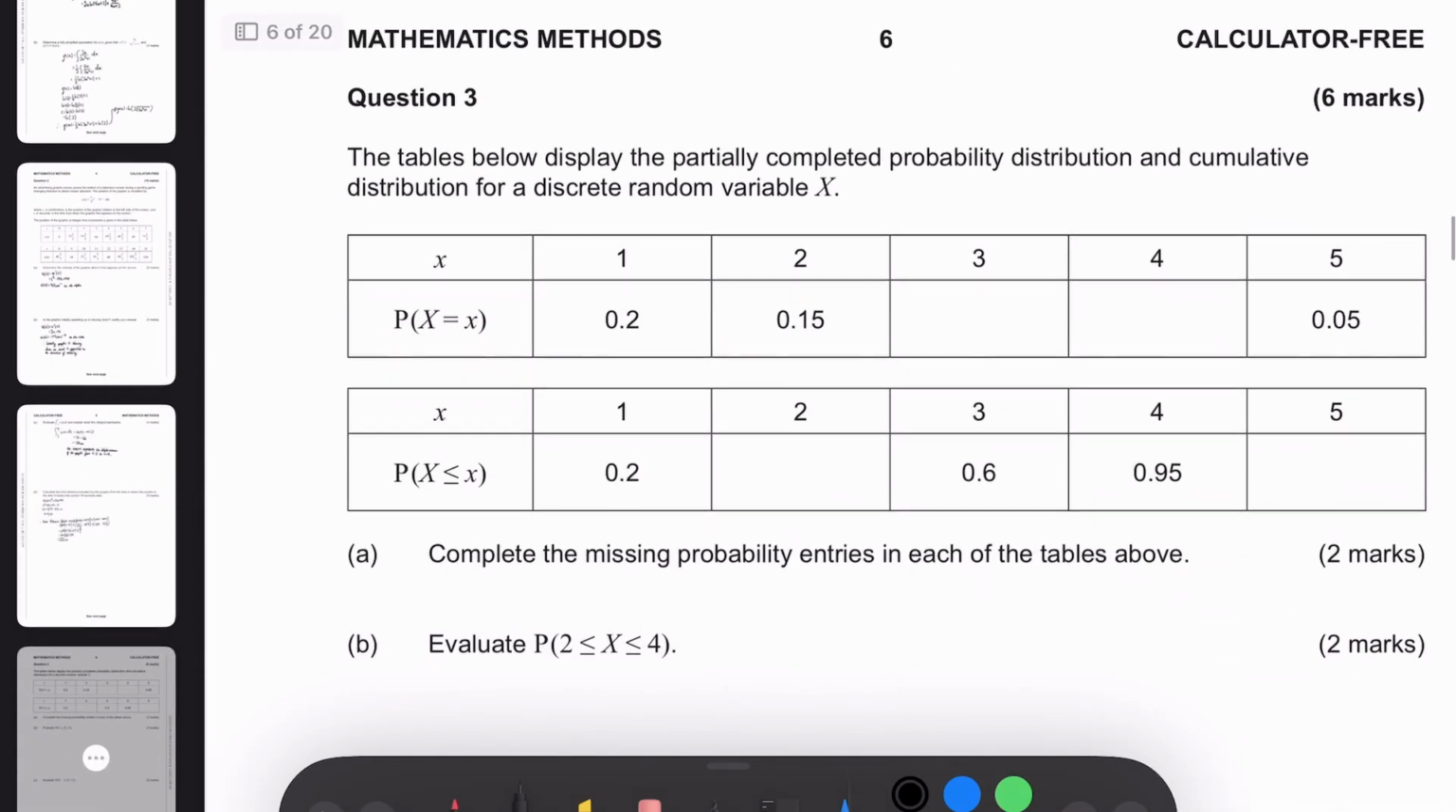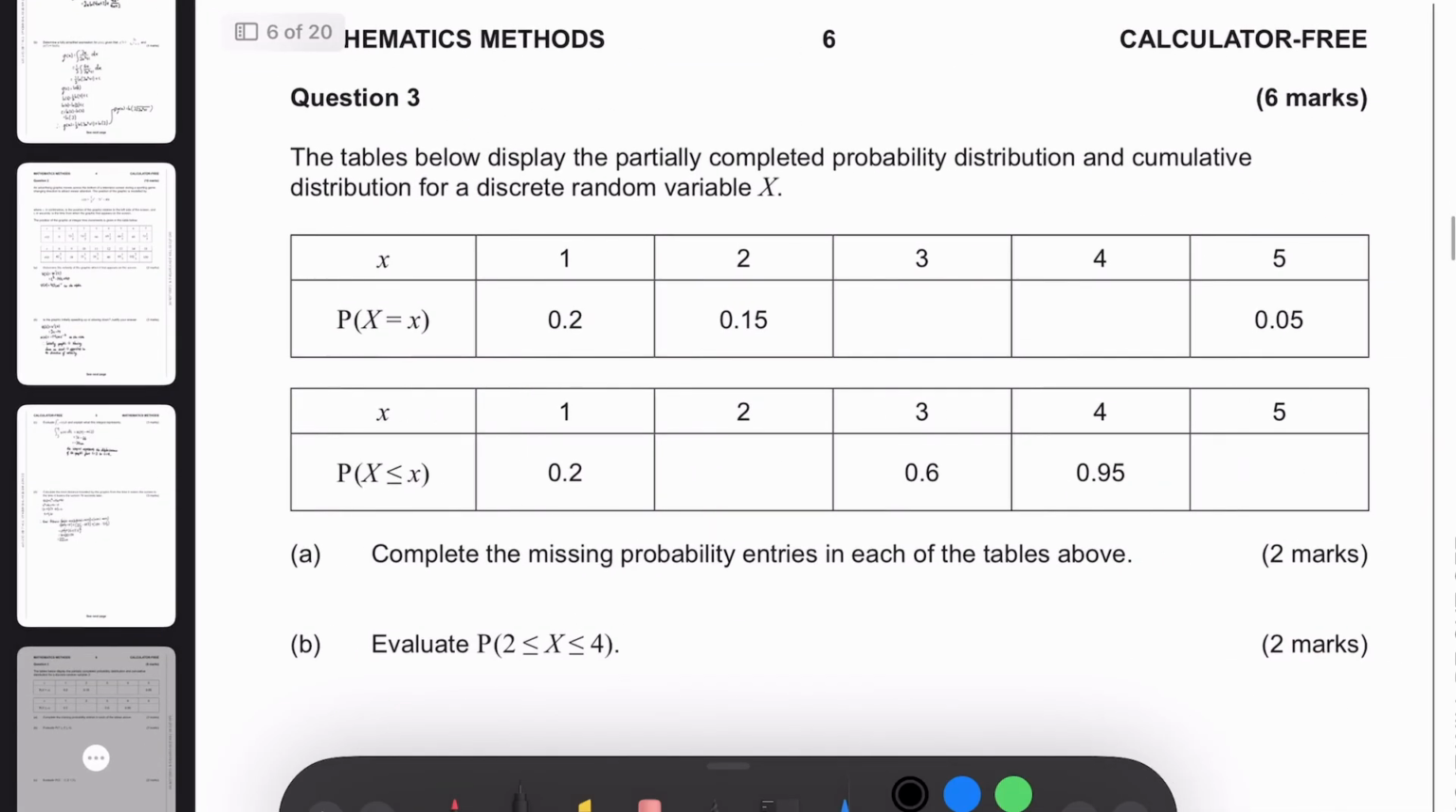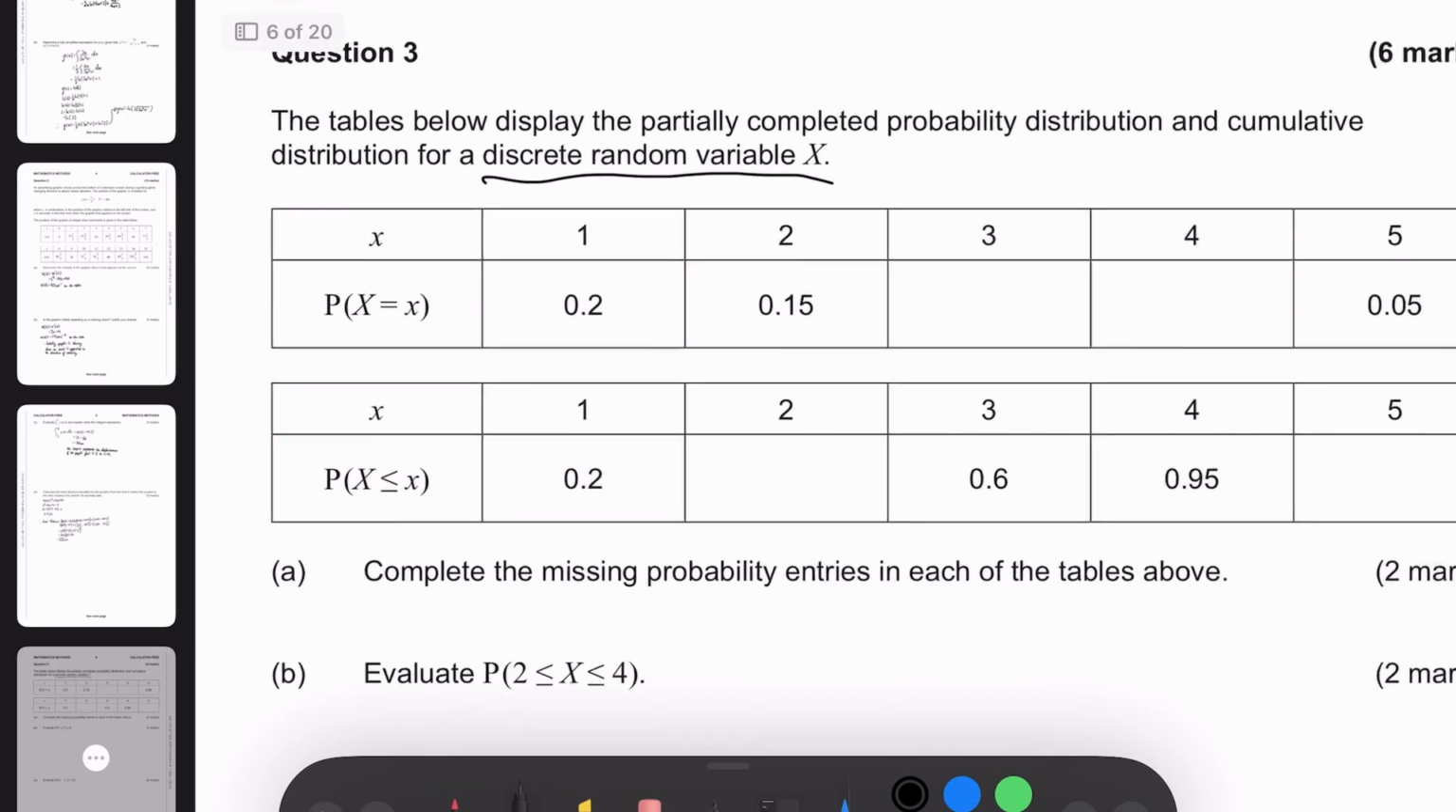Okay, moving on. The table below displays the partially completed probability distribution and cumulative distribution for discrete random variable x. So we have a DRV x. So we just have to complete the table.